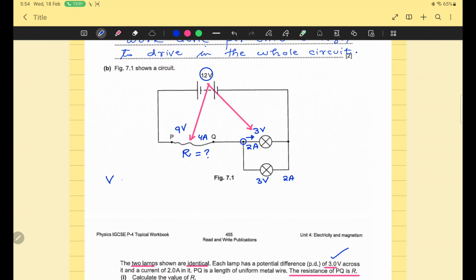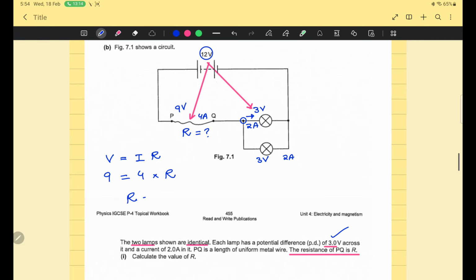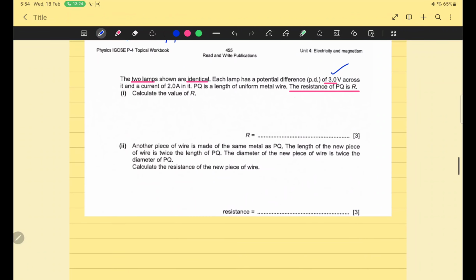And now I am using Ohm's law again. V is equal to IR. Sir, voltage of PQ is 9. Current of PQ is 4 ampere. And we are calculating resistance. So resistance will be 9 upon 4. Okay, so this question is completed. And now, Adapta, can you answer me in decimal? 9 upon 4 means 2.25. So this is the resistance.